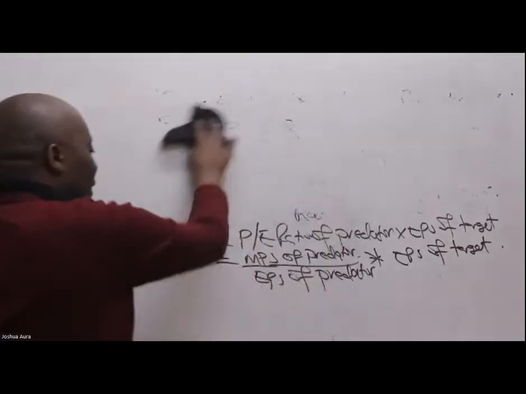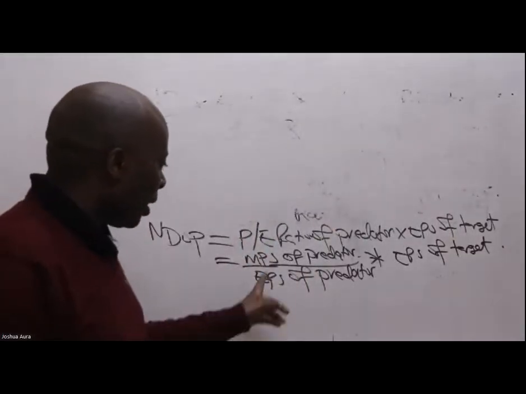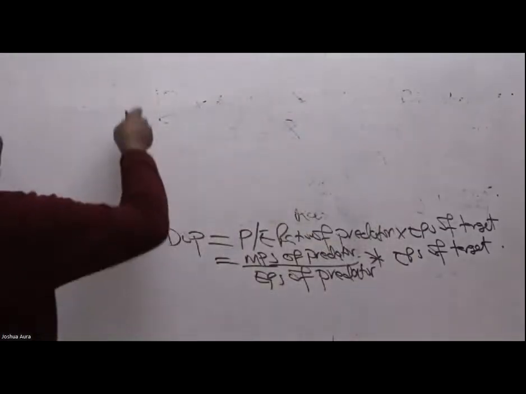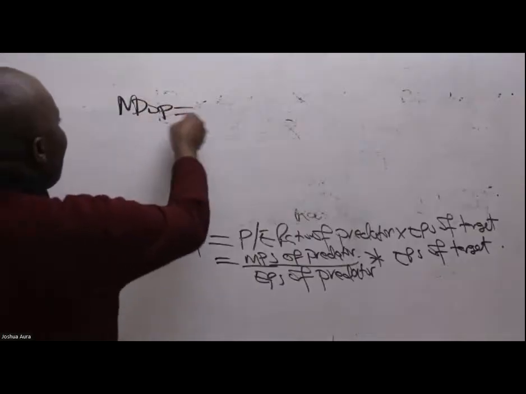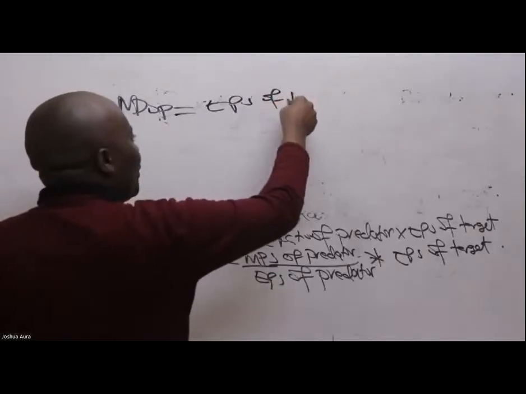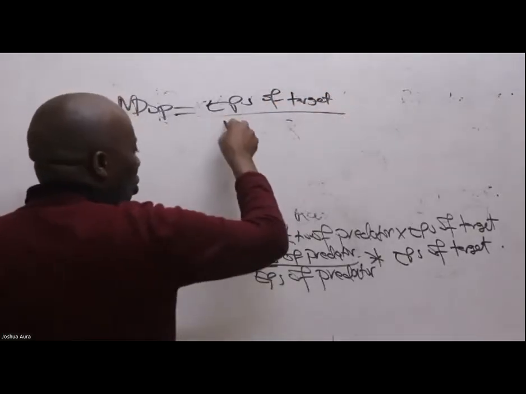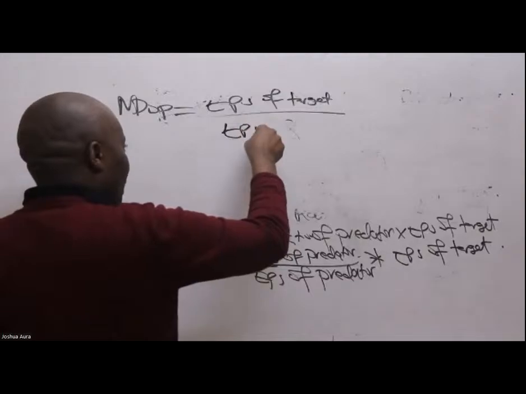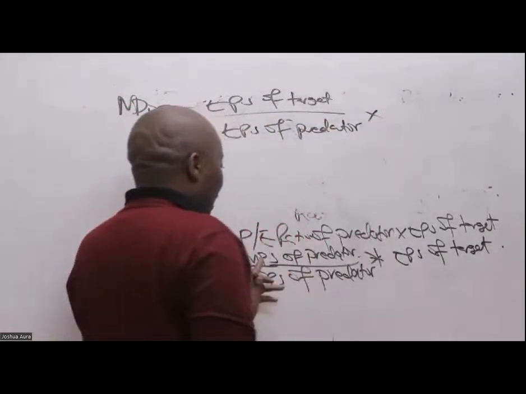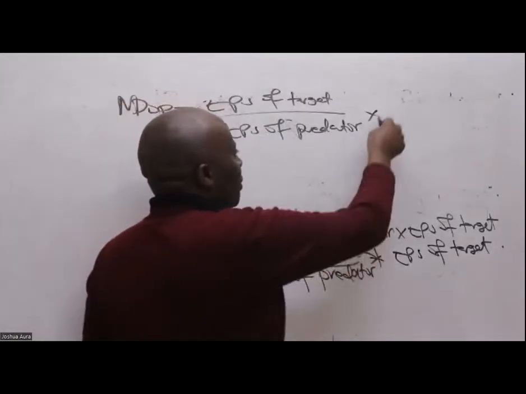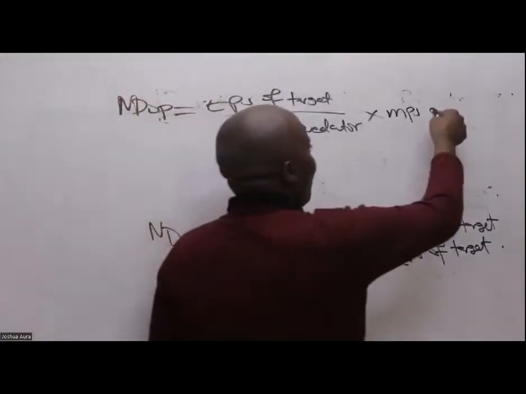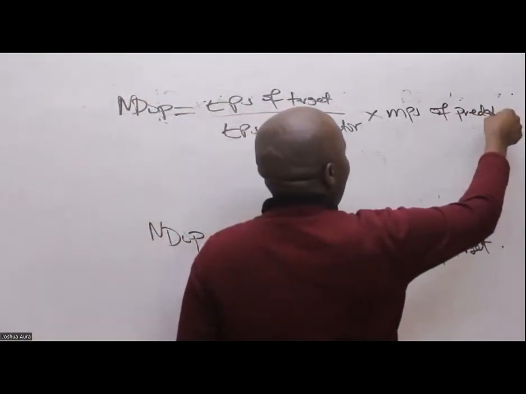Now, ladies and gentlemen, please listen. I would want to swap this and this. So to swap them, this is what we have. I'm swapping positions. So then I will talk of EPS of target company all over EPS of predator. And then I can now take MPS onto the other side, multiplied by MPS of predator.